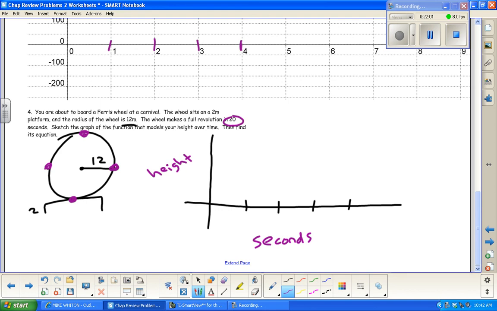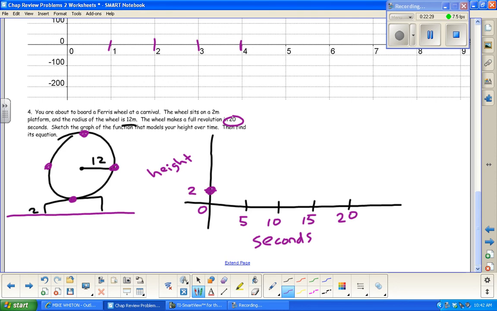If it takes 20 seconds for the full revolution, that is the period. One full revolution is 20 seconds. So each one of these needs to be 1/4 of that. Okay, so let's get our heights now. We can throw 0 on there too. When we first start, because of the platform, our height is at 2 meters. Our height off the ground, 2 meters.